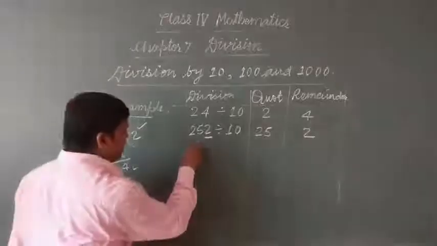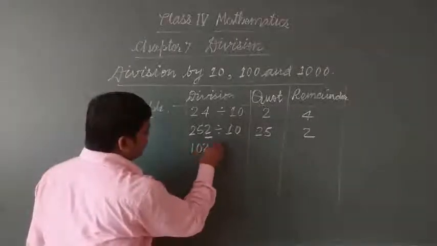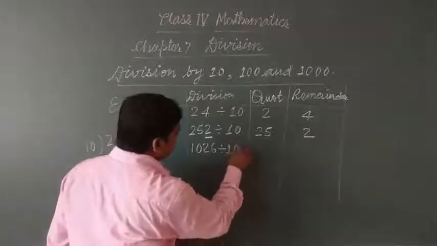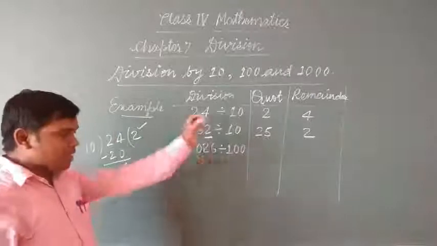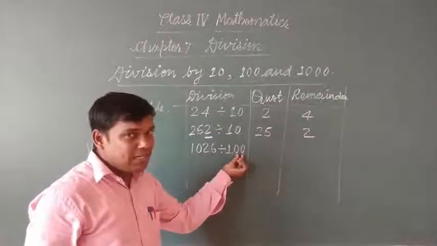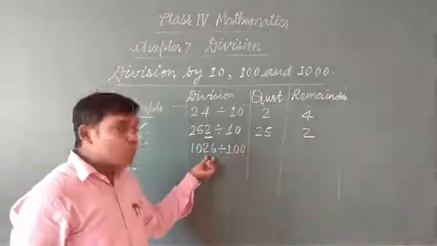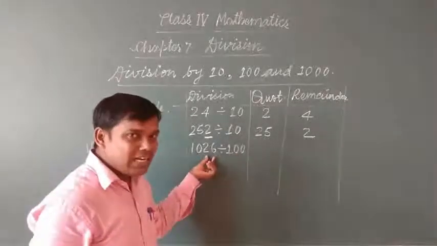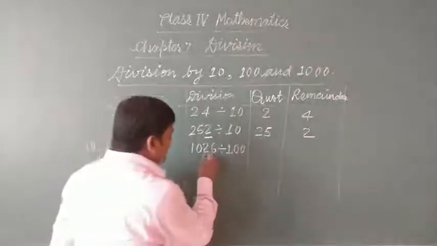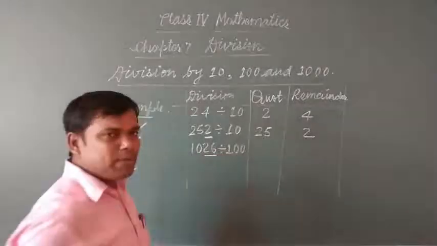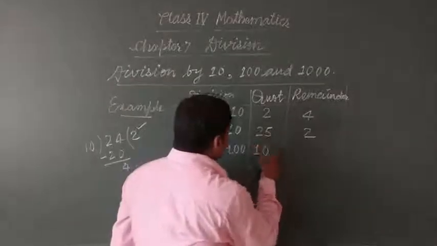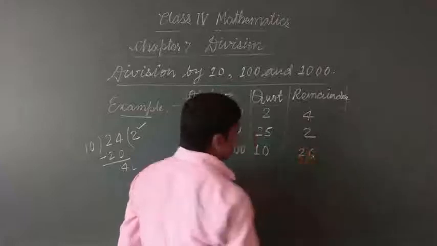If you have the number 1026 divided by 100, then you see there are 2 zeros here, as we are going to divide by 100. So we will leave 2 digits from the right side as remainder. These 2 digits will become the remainder, and the remaining digits will become the quotient. So we can write here 10 as quotient and here 26 as remainder.